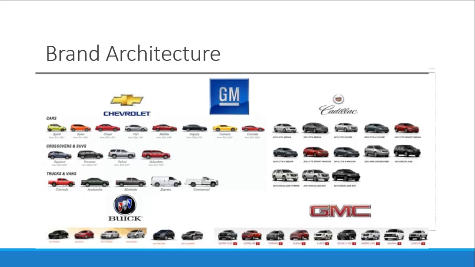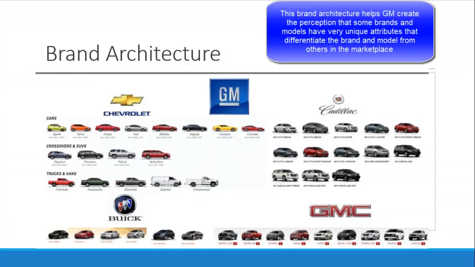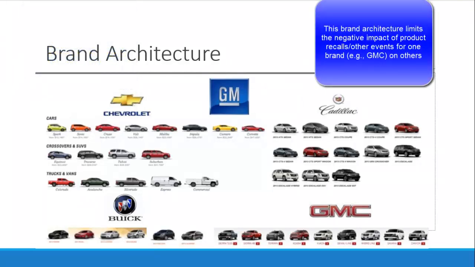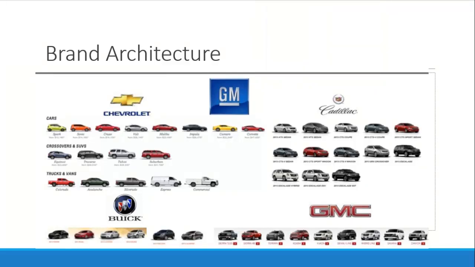Here's an example of General Motors brand architecture. You can see that there's the Chevrolet brand, the Buick brand, the Cadillac brand, and then the GMC brand, all underneath the corporate GM brand. By having 4 different brands, what GM is able to do is uniquely position particular brands in the marketplace, and it helps allow them to have unique differentiated images and associations within consumers' minds.